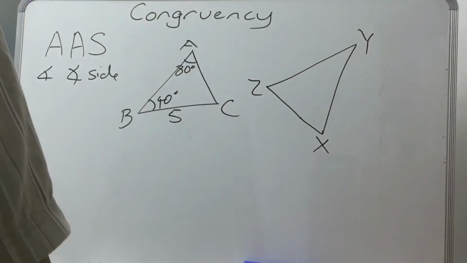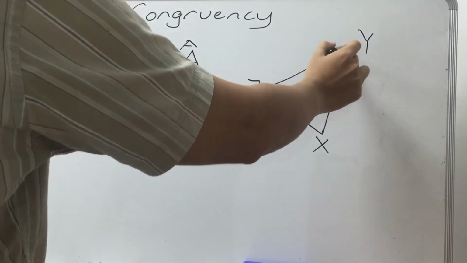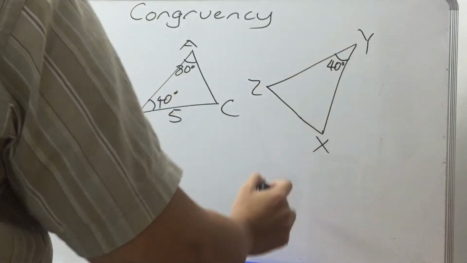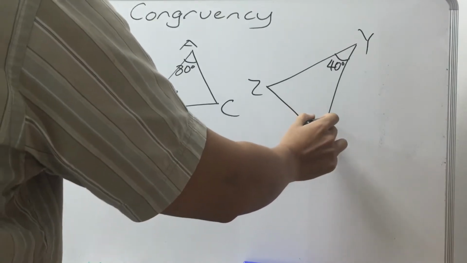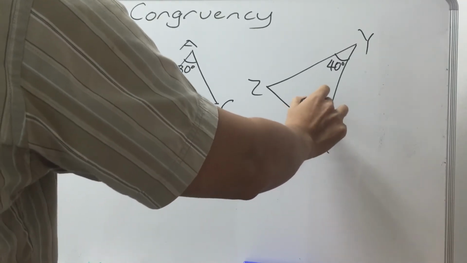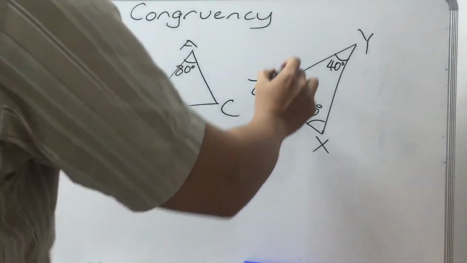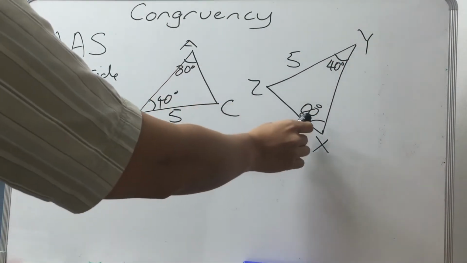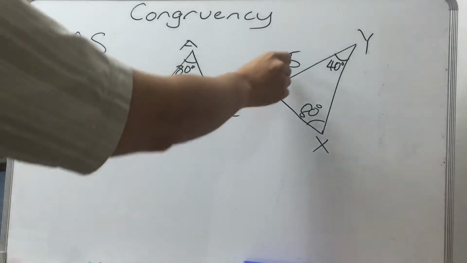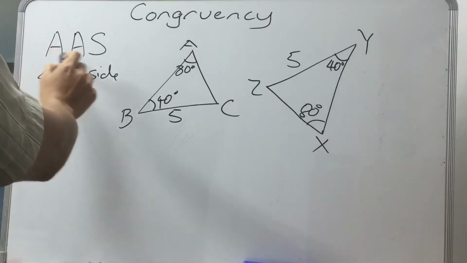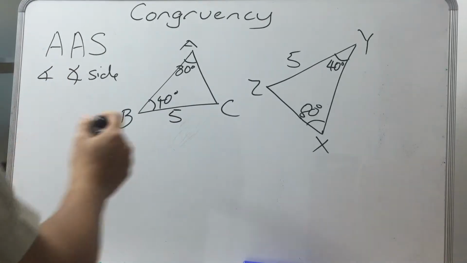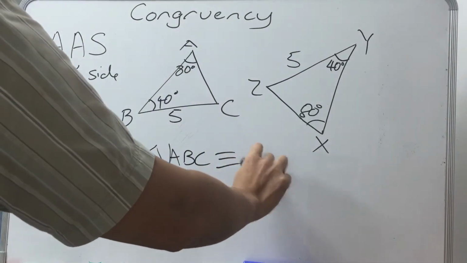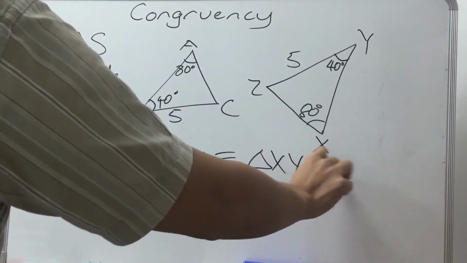So let's see what are the angles and sides. Angle XYZ is 40 degrees, angle YXZ is 80 degrees, and YZ is 5 cm. So this angle and this angle is the same, this angle and this angle is the same, they have this side. So under the rule of angle, angle, side, our triangle ABC is congruent to triangle XYZ.